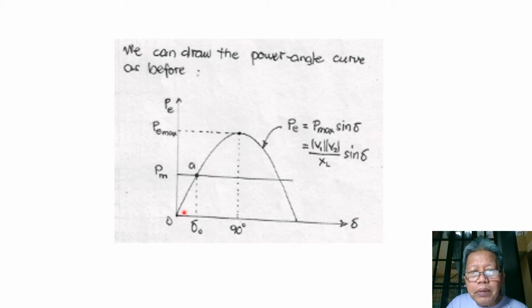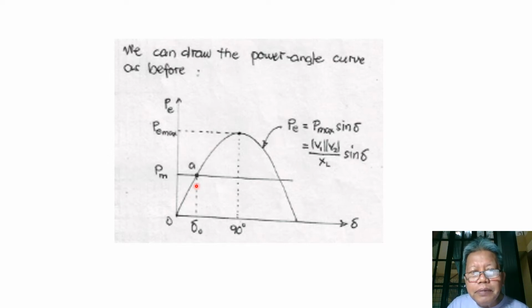So the power angle curve of our generator is a sine curve, where the electrical power developed in our generator is equal to P max sine delta, where our P max would be equal to the product of the magnitudes of V1 and V2 over XL.